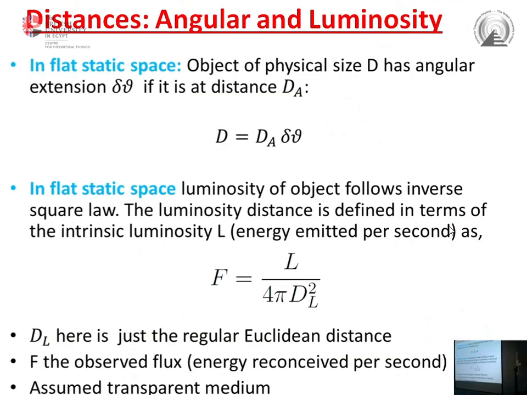There are two main ways of measuring distance in cosmology. There are a few others, but the two main ways are either angular diameter distance or luminosity distance. Angular diameter distance is simply that if I have a small delta theta and I know the size of the object, for example, I can measure the distance to that object, which is called dA.